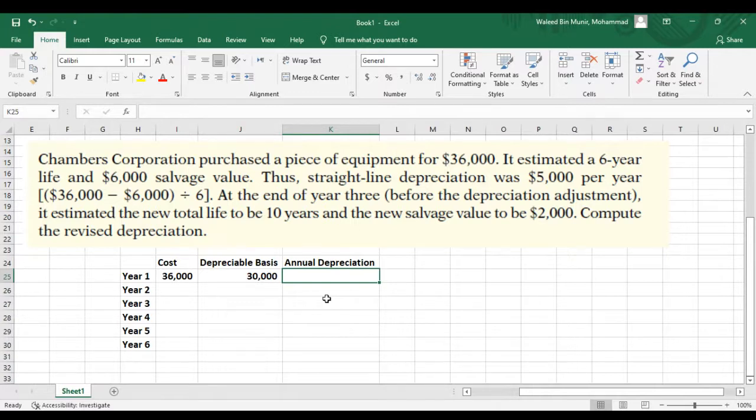Annual depreciation is this one divided by 6 because it's a 6 year, right? Which is 5,000. Is it clear?